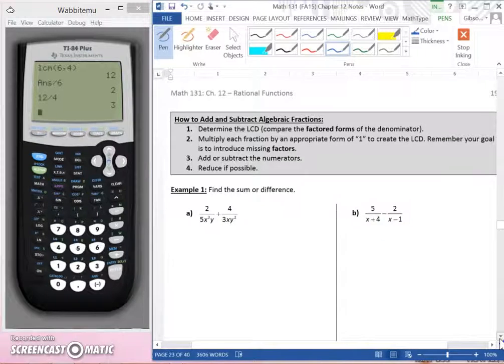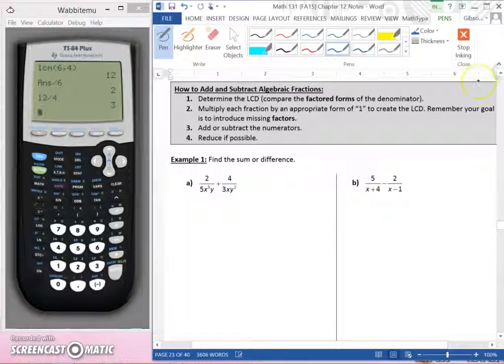So now we scroll down here. It says, on the next page, how to add and subtract algebraic functions. One, determine the LCD, compare the factor forms of the denominator. Two, multiply each fraction by an appropriate form of 1 to create the LCD. Remember, your goal is to introduce missing factors. Three, add or subtract the numerators. Four, reduce if possible. Now, when they say multiply by the appropriate form of 1, just like we did in the previous problems with 2 over 2 and 3 over 3, that's what they mean by the appropriate form of 1.